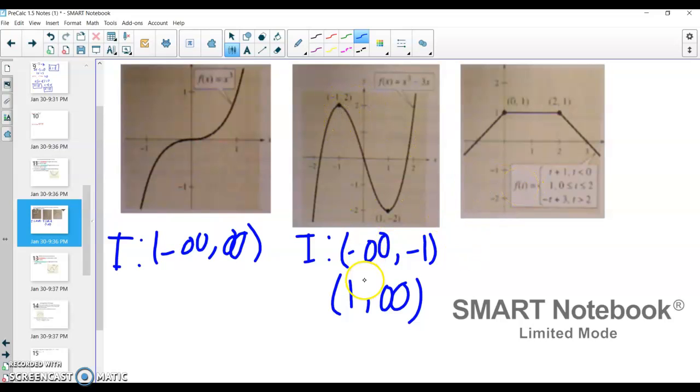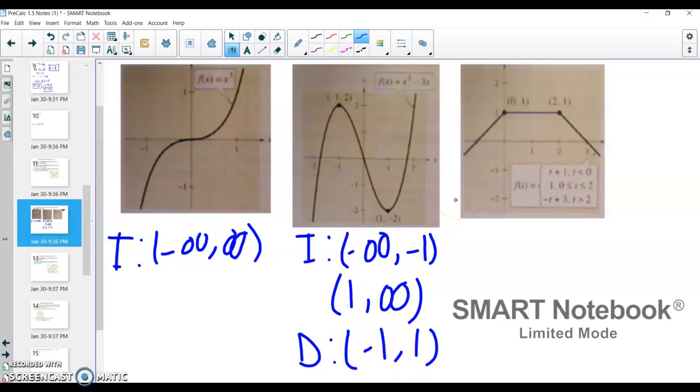But we do have this section here where it's decreasing, and that's going to be decreasing from negative 1 to 1. And I'm not using brackets because I'm just talking about in between these points. All right, I'm just talking about in between them, so I'm using those parentheses.